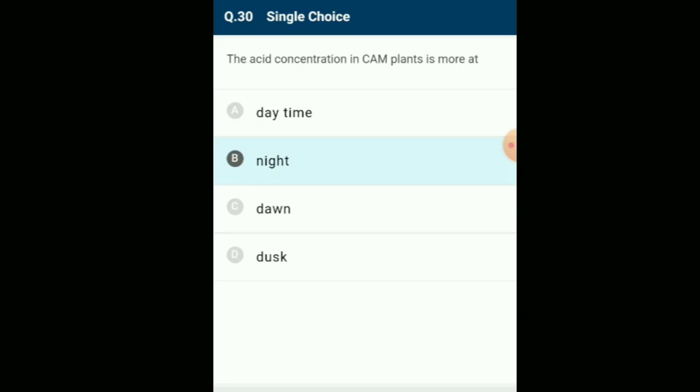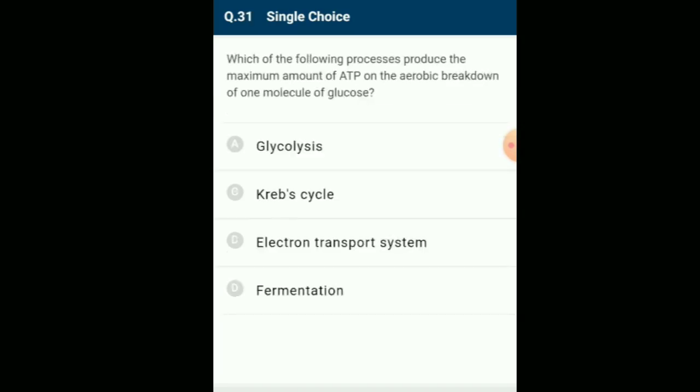Question number 31. Which of the following processes produces the maximum amount of ATP on the aerobic breakdown of one molecule of glucose? The energy produced during the breakdown of one molecule of glucose in the electron transport system contributes the maximum amount of ATP, about 34 ATP molecules, compared to the Krebs cycle. Glycolysis yields 2 ATP on one glucose molecule breakdown, and Krebs cycle produces up to 4 ATP molecules. So the answer is option C, electron transport system.